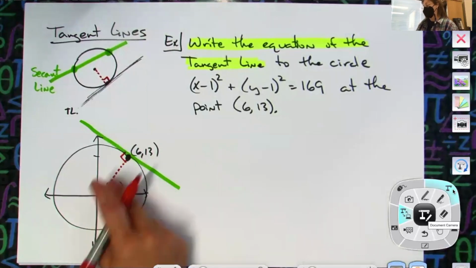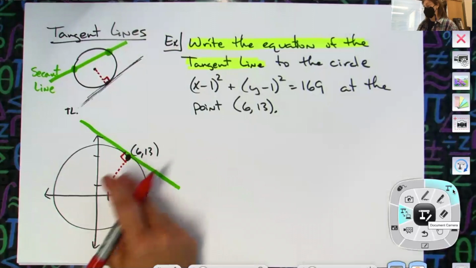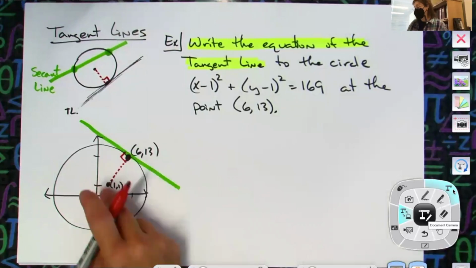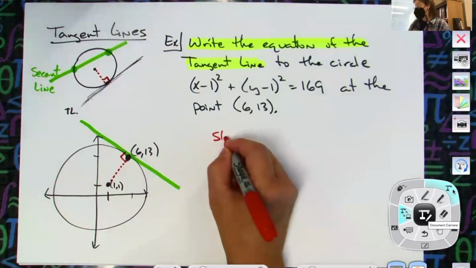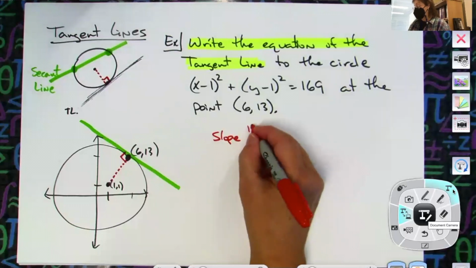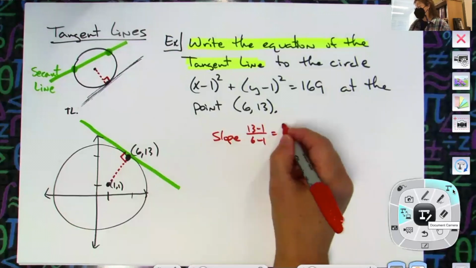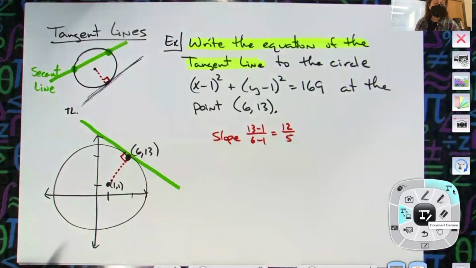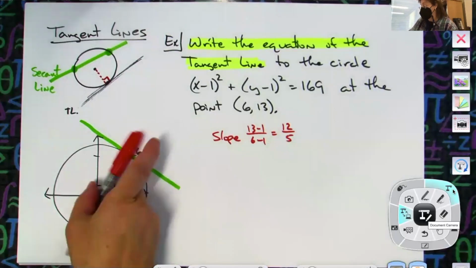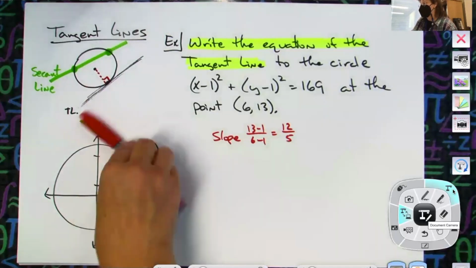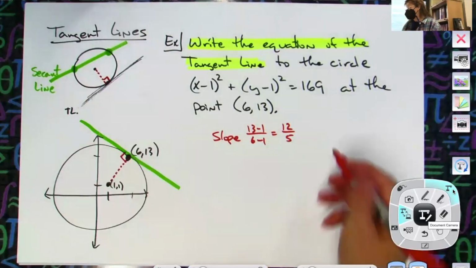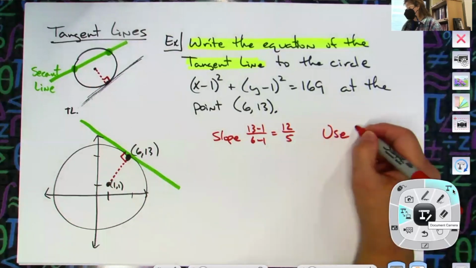Find the slope here, right? Because I've got 2 points, I can find this slope. So what, 13 minus 1 over 6 minus 1? So 12 over 5. Now, what can you tell me about these two slopes? Negative reciprocal. So that means I'm going to use negative 5/12.